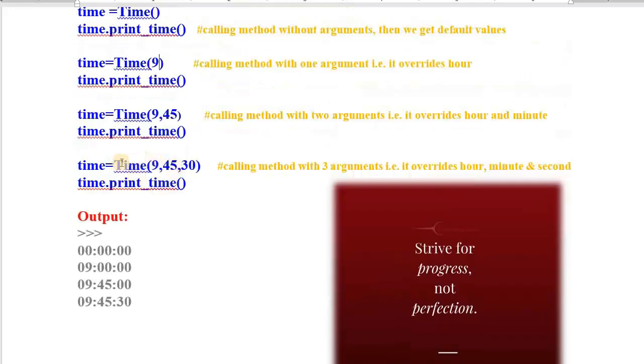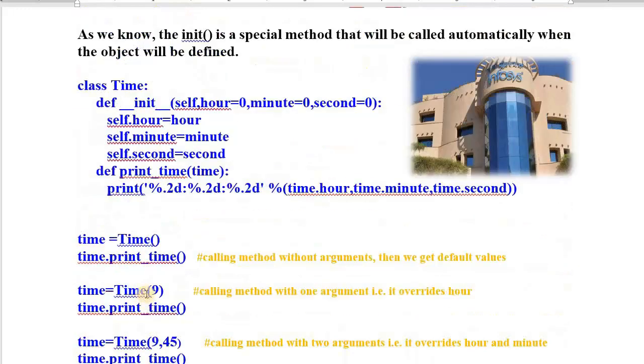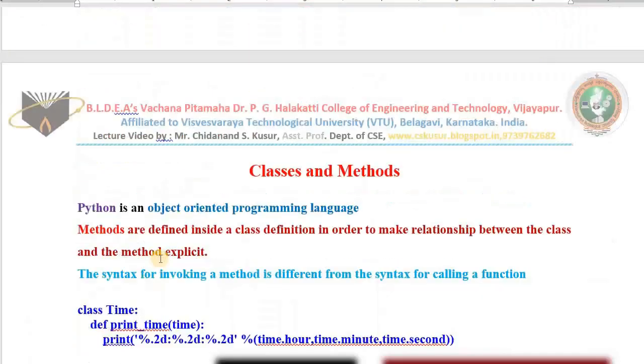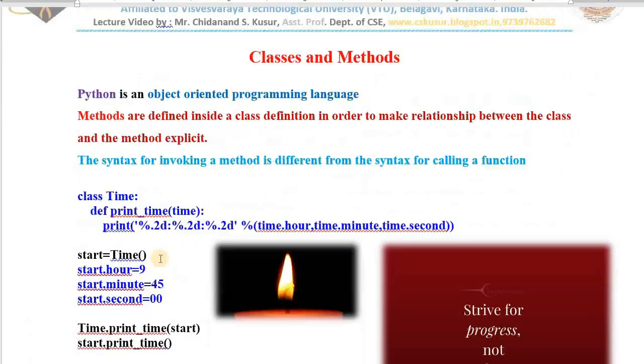And I am defining the object as time of type Time, passing 3 arguments. It overrides hour, minute and second. Print time gives 9 hours 45 minutes 30 seconds. This is a very easy topic. I hope you understood. This is all about classes and methods in Python. If you get a question on this, please attempt it and write these many points. If you have any doubts, please ask.